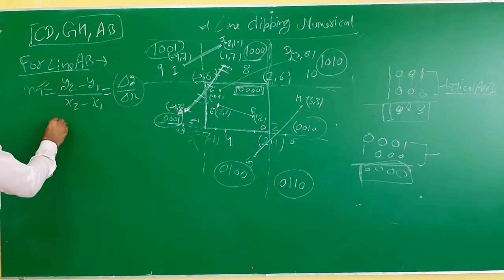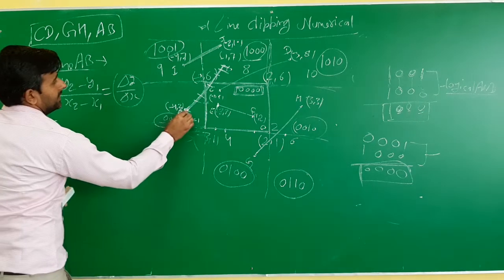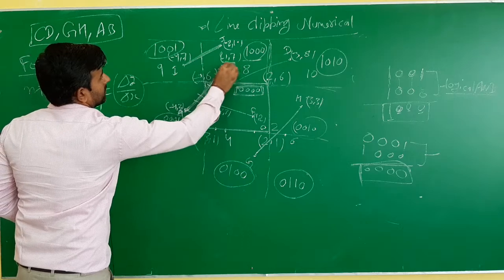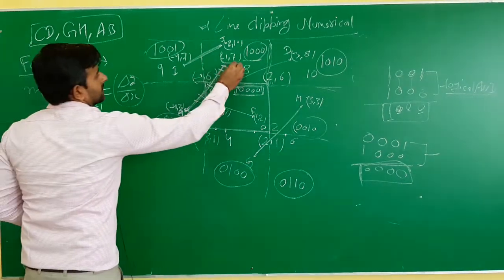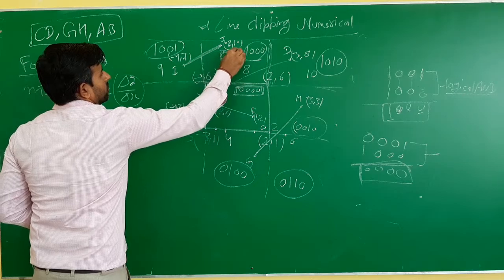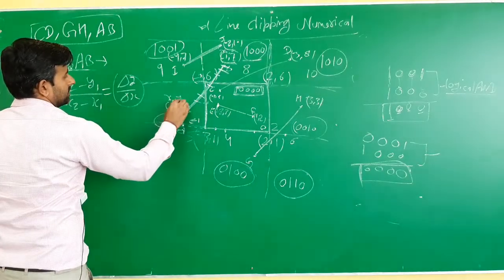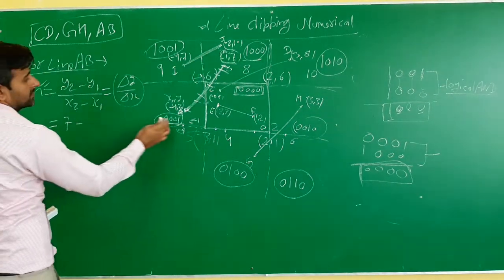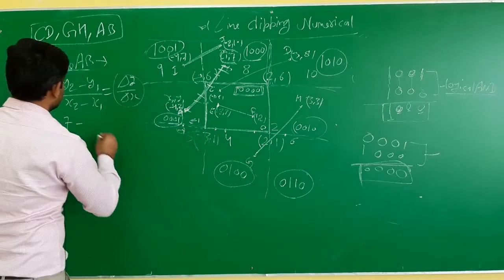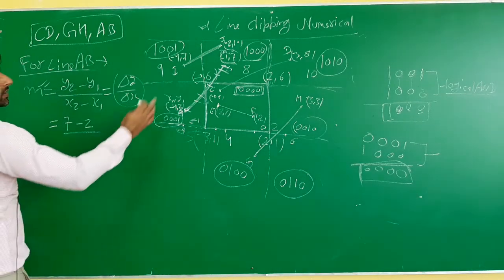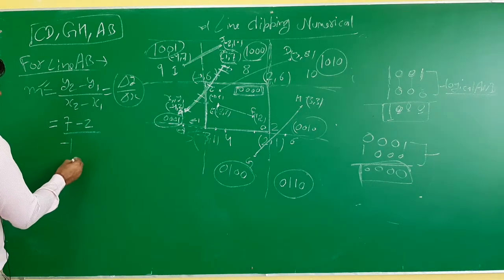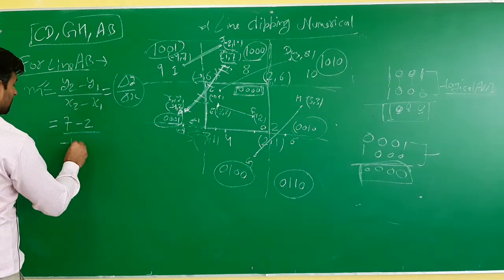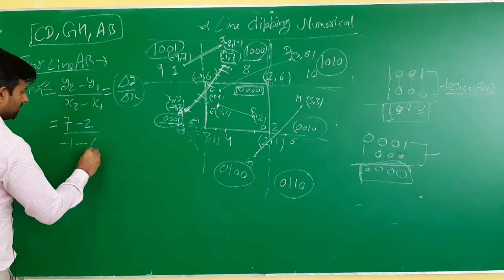Put the values here for line A and B. B has the point minus 1, 7. Then this is x2, y2 and this is x1, y1. y2 7 minus y1 2, x2 minus 1 and x1 is minus 4, minus 4.